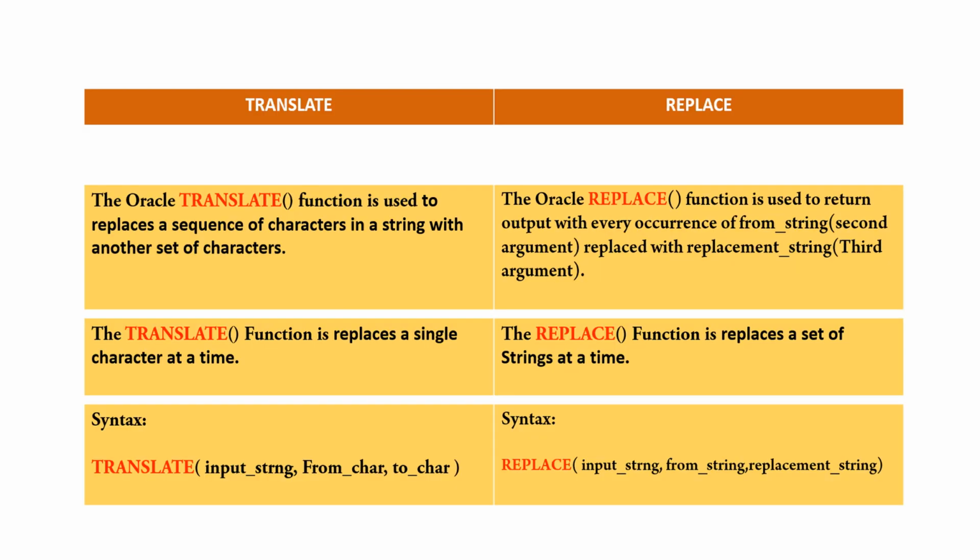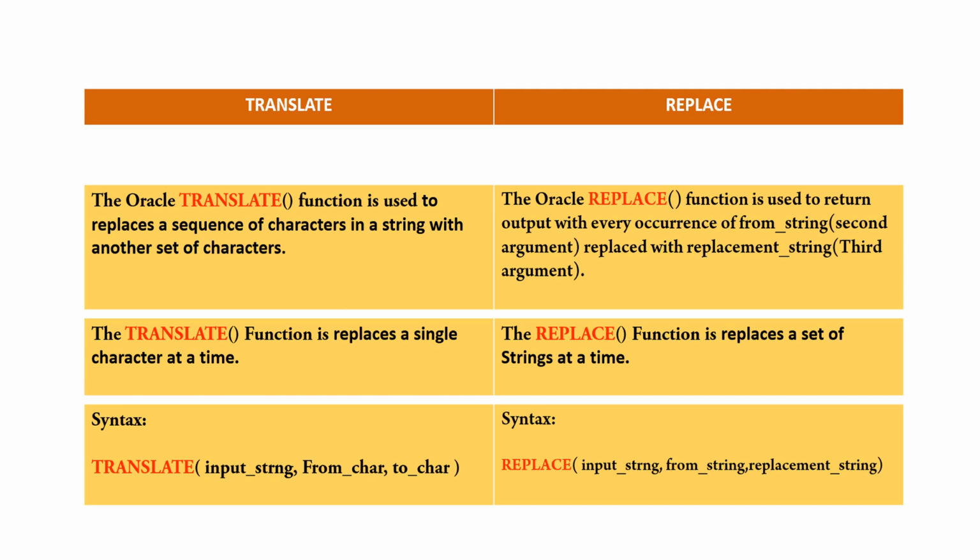Let's get started. So first of all, the Oracle translate function is used to replace a sequence of characters in a string with another set of characters. So simply, the translate function is used to replace a sequence of characters, which means the translate function replaces a character at a time, whereas the Oracle replace function is used to return the output with every occurrence of from string replaced with replacement string. The replace function replaces a set of string at a time.